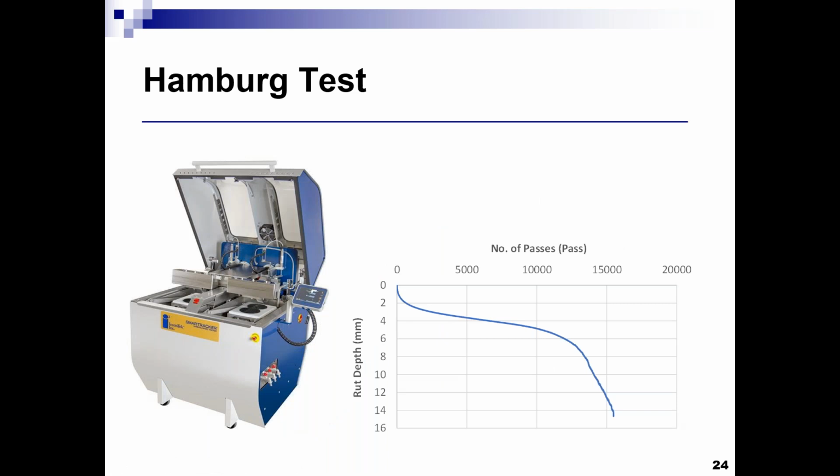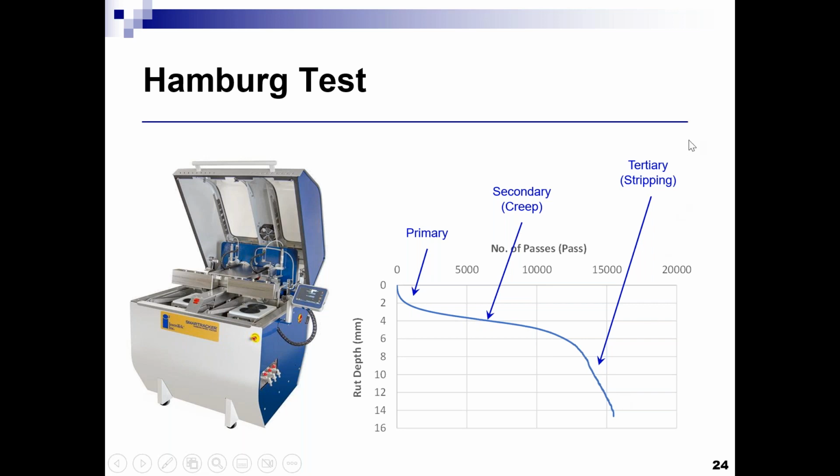Now, these are sample results that we get from the Hamburg wheel tracking device. You can see that in terms of deformation, the asphalt mixture goes through 3 phases. The first one is called the primary, then the secondary, then the tertiary stages.